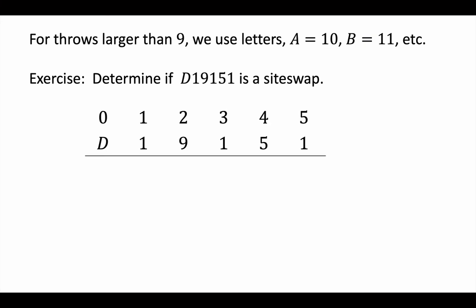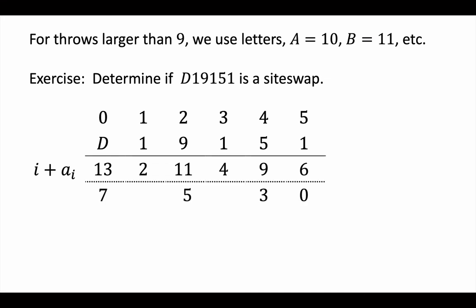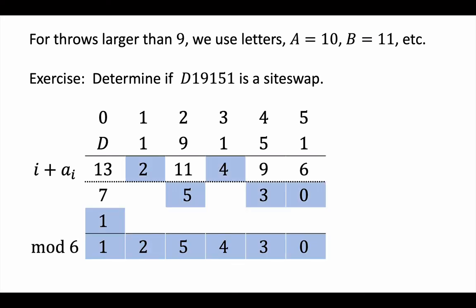We would set it up like so. Now we would add the beats and the throw heights to get 13, 2, 11, 4, 9, and 6. This is a period 6 siteswap, potentially. So we'll subtract 6 from any number that's 6 or larger. We can do that from 13, 11, 9, and 6. From 13, we get 7. We can still subtract 6 from 7. We get 1. If we look at the bottom numbers in each column, we get 1, 2, 5, 4, 3, 0, all different, and so it is a siteswap.